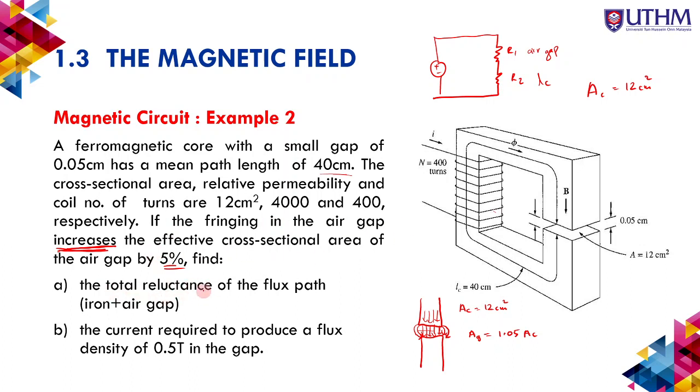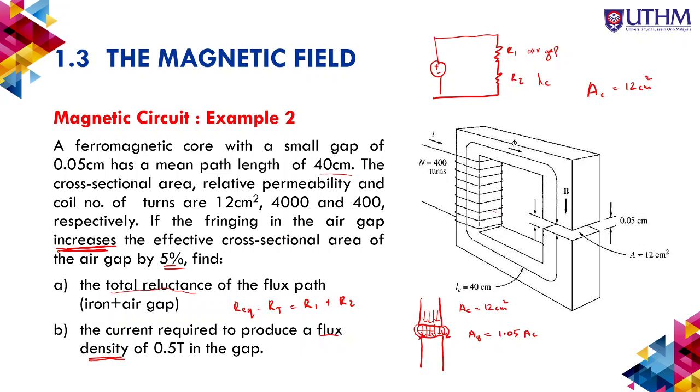Find the total reluctance. Total reluctance, the R equivalent, or R total, is R1 plus R2. Then the current required to produce a flux density. So we remember that flux density is specific to that area.